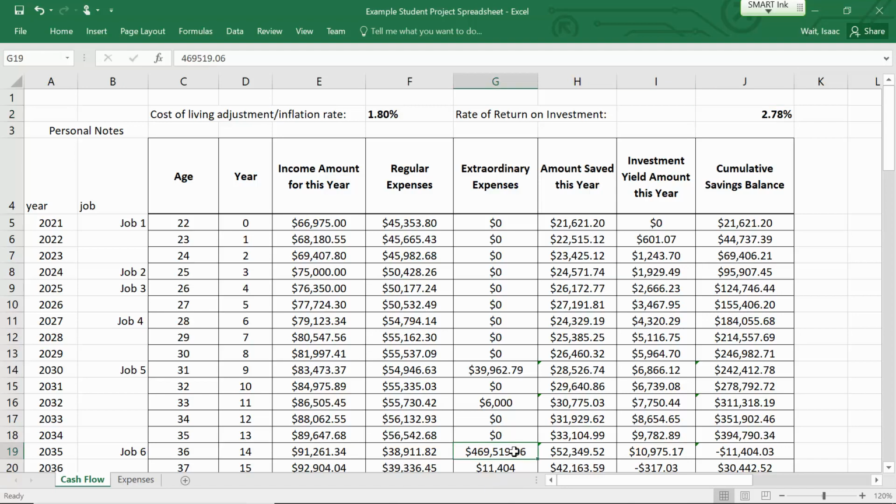Well, I'm going to have to look at the report a second time and take a look at what this person spent $469,000 on in year 36. That sounds like a lot of fun. I'll have to track them down and be a good friend that year. All right, so any questions about that?